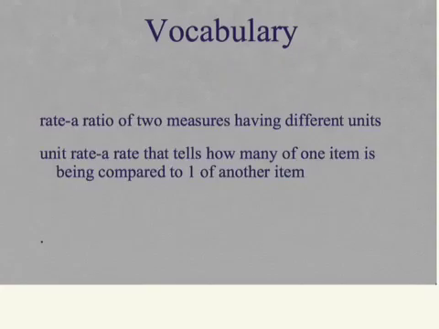Our next two vocabulary words are rate and unit rate. Rate is a ratio of two measures having different units, and you're probably used to the concept of rate when you talk about speed, like how fast somebody's going. Usually people give rate in terms of miles per hour. Notice that's two different units used to create a ratio. And then the next one we have is the unit rate, a rate that tells how many of one item is being compared to one of another.